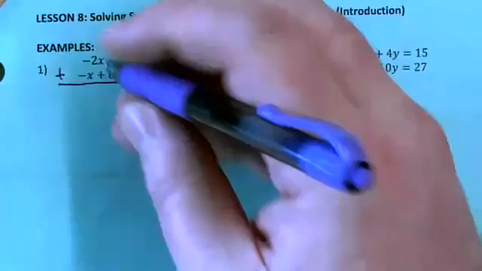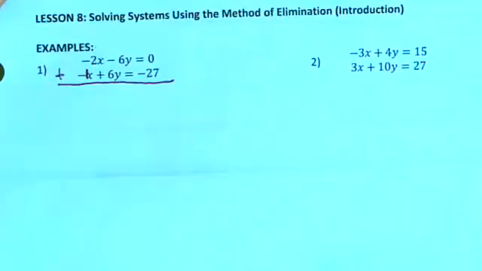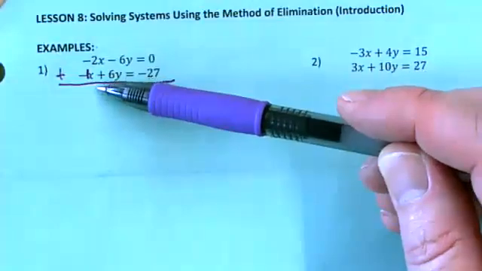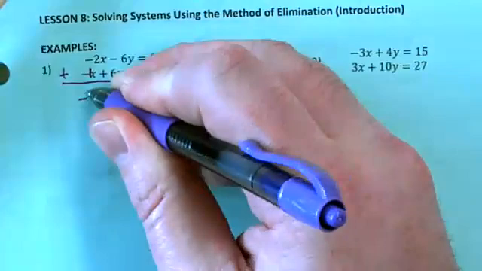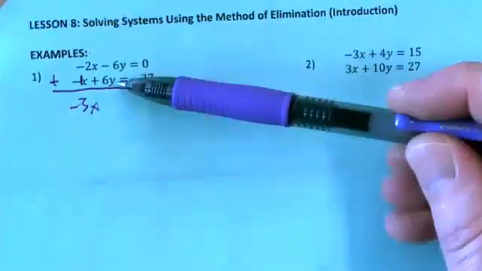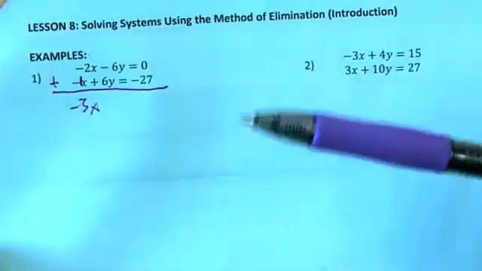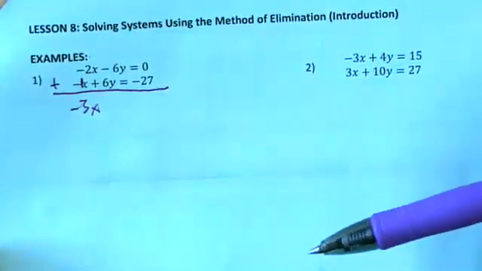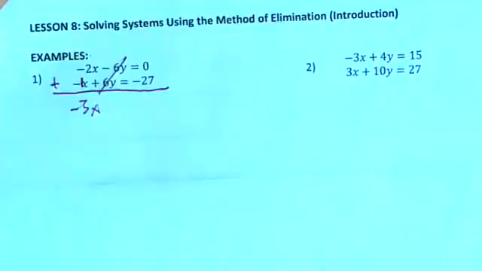Help me out here. Let's squeeze a little 1 in front of this x. What am I going to get when I add negative 2x and negative 1x? Negative 3x, agreed? Okay, let's bring that down underneath, negative 3x. What am I going to get when I add negative 6y and positive 6y? Nothing, right? They're going to cancel each other out. Nothing is going to be left. In fact, I'm just going to cross them out.